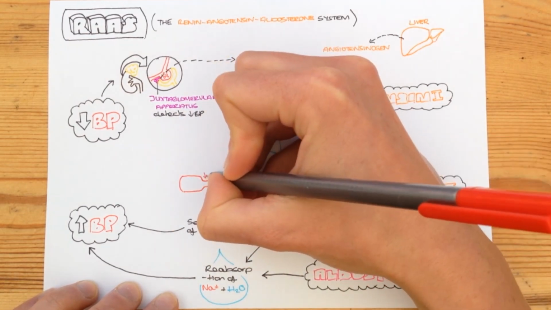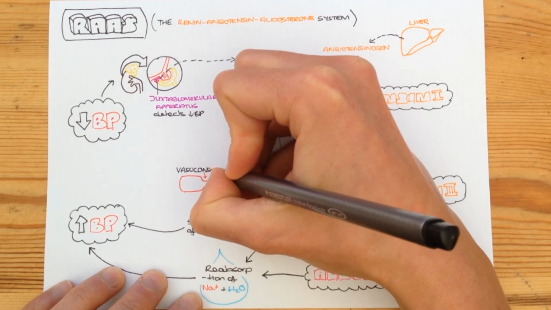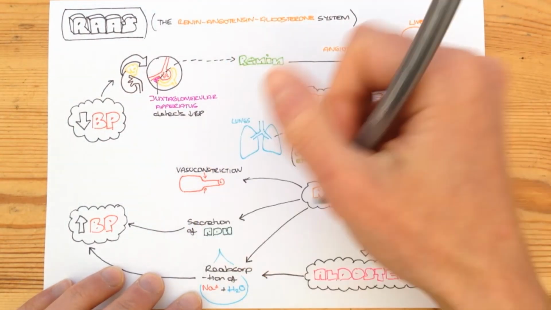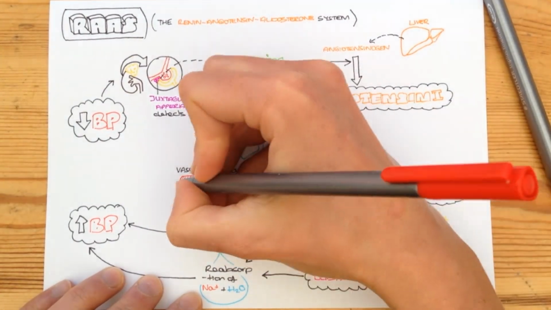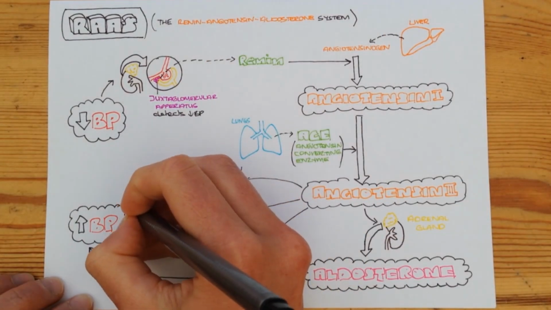And another effect is vasoconstriction. So blood vessels constrict, their lumens become narrower, and as a result, there's increased pressure in the circulatory system, also contributing to increased blood pressure.